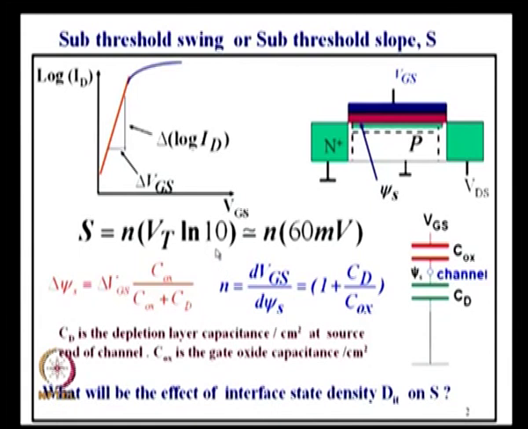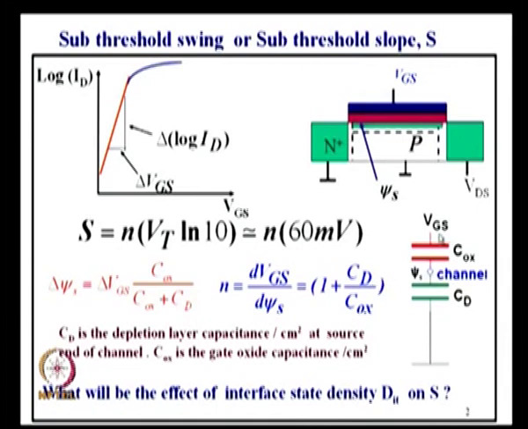And we also saw that this n is nothing but an indication of how good the coupling of the gate is with respect to the channel. If delta VGS is exactly equal to delta psi of s, the coupling is excellent. But because of the sharing of the voltage between the gate oxide and the depletion layer, the coupling is not that good. So, VGS will be shared between these two.